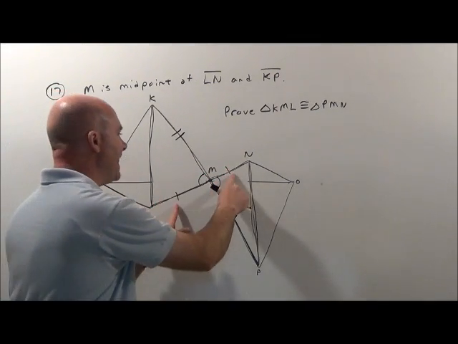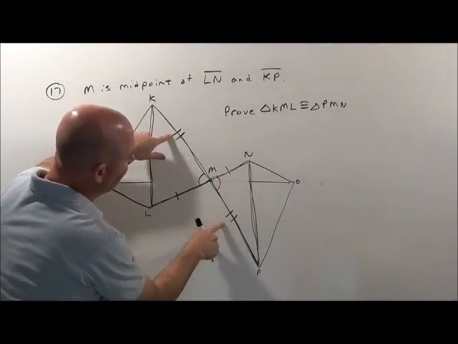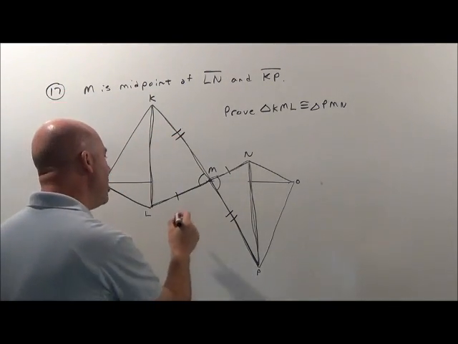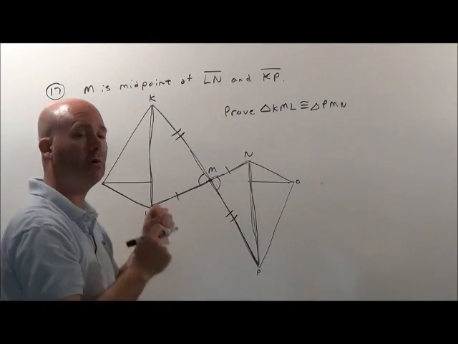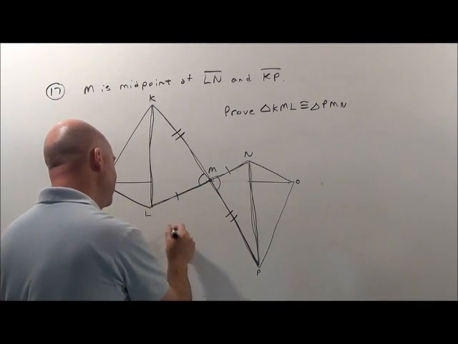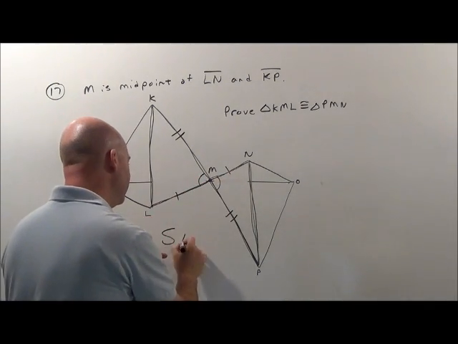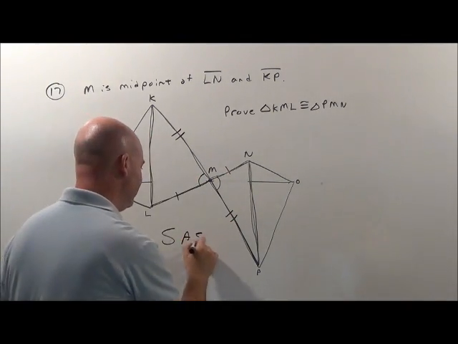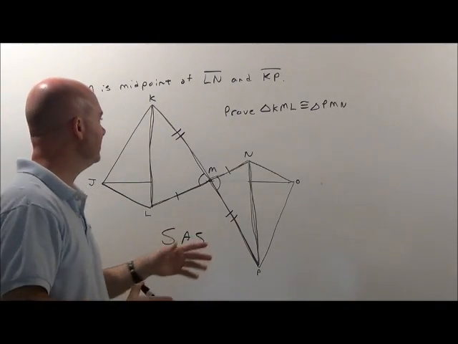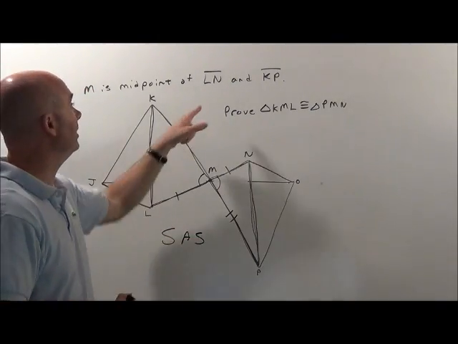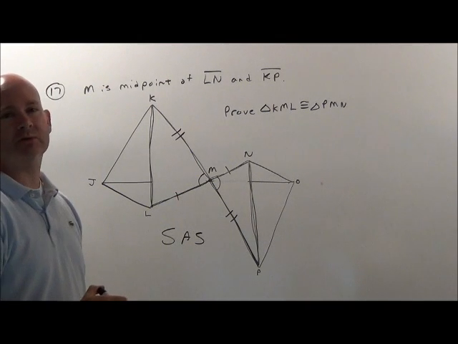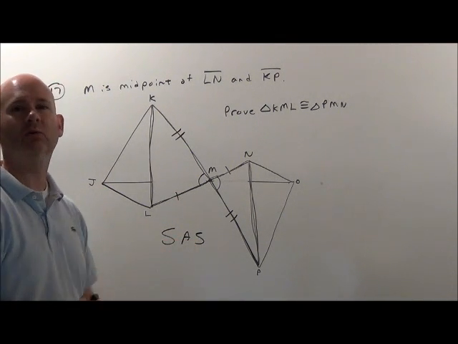Now notice you have sides matching, an angle matching, and then another side. So I know that this triangle and this triangle are congruent by side, angle, side. That allows me to do it, and that's going to be my option for what allows me to prove that the triangles are congruent. Side, angle, side.